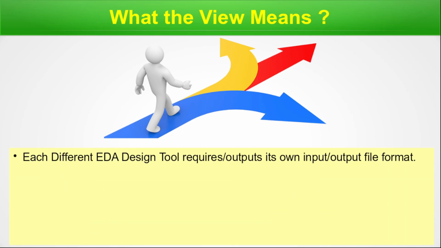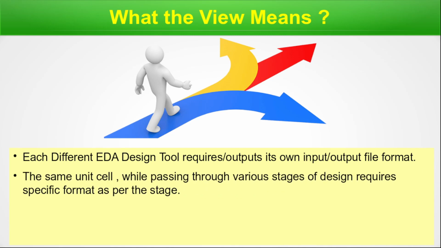Each different EDA design tool requires or outputs its own input and output file format. That means you cannot use one particular proprietary file format from one EDA vendor for the similar type of tool in another EDA vendor. The same unit cell, while passing through various stages of design, requires a specific format as per the stage.